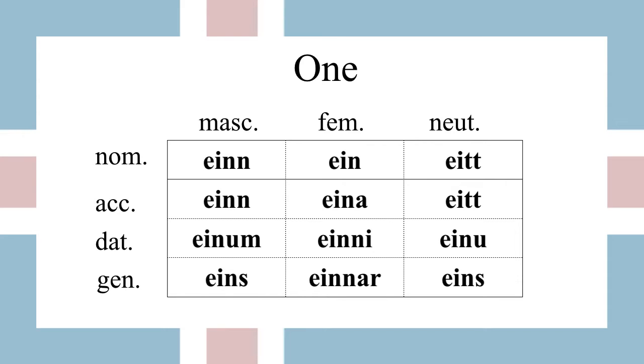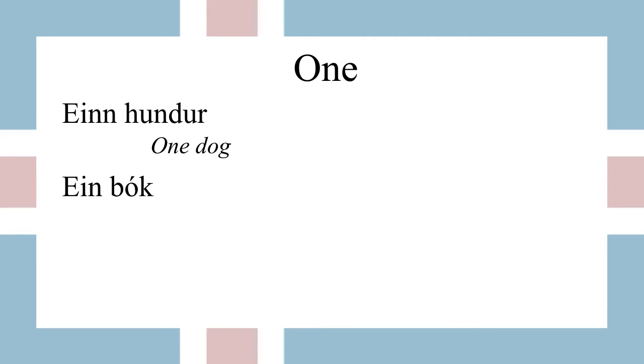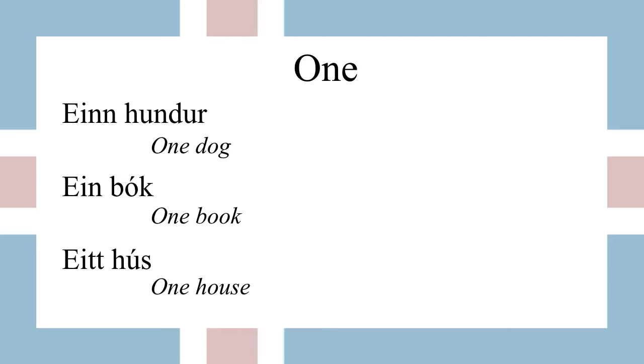So let's look at some examples here, remembering that the number 1 has to agree with the noun that it's modifying in gender. For example, einn hundur. Hundur means dog, and it's a masculine word, so we need the masculine form of 1. So einn hundur, 1 dog. Bók, which means book, is a feminine word, so we use the form ein bók. Or eitt hús, which means 1 house, and that's the neuter form. These are all in nominative, which is what we use for the subject of our sentence.